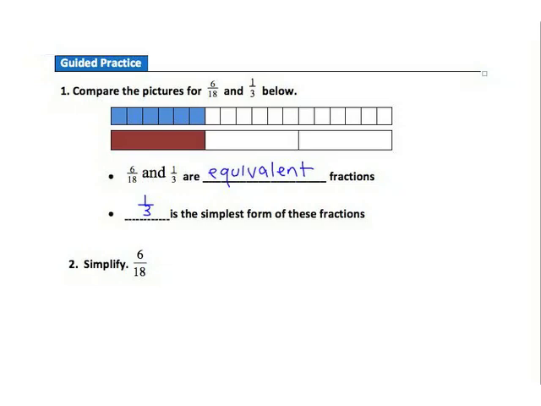Question 2. Simplify 6/18. First thing we're going to do is come over to some scratch work and get the prime factorization for 6. That is 2 times 3. Now we're going to get the prime factorization for 18. Thinking 3 times 6 to start. 3 is prime, 6 is not, so we factor 6.